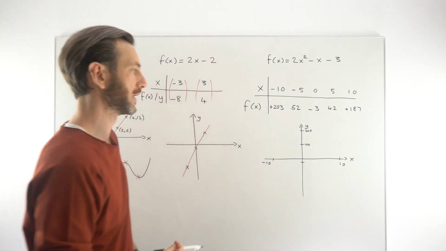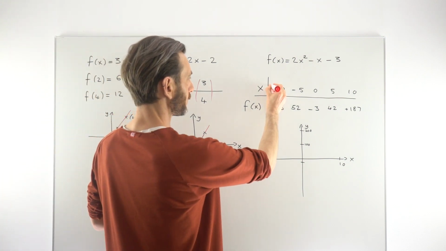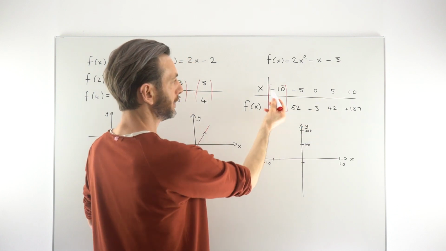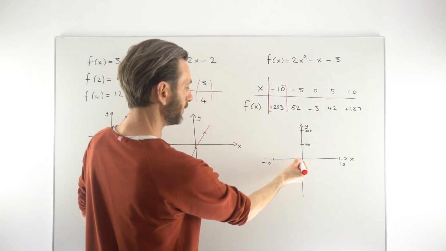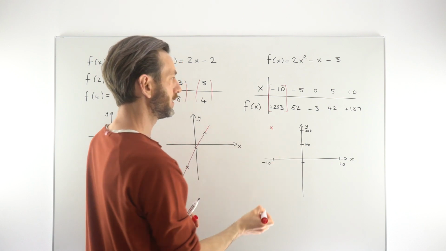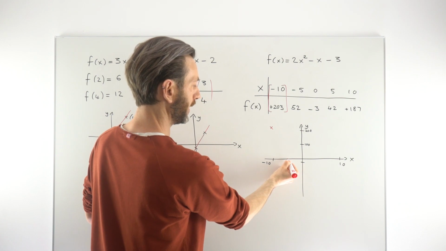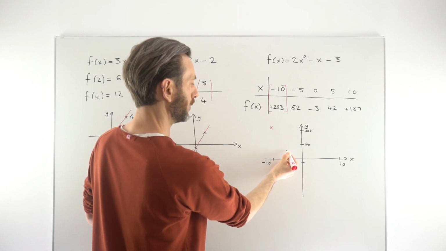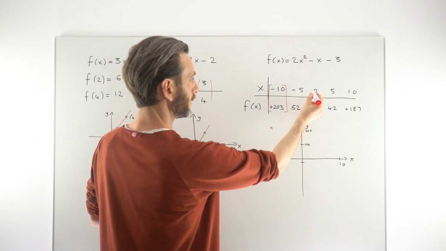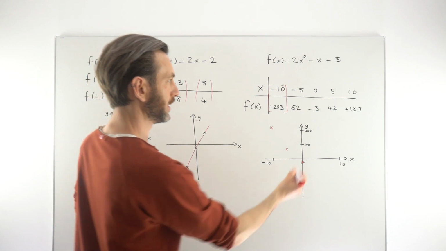So what we're going to do now then is plot on the key points. So remember that these are pairs, right? So this guy here forms a pair. They all form pairs. So minus 10, 203. That's up close to the 200. So that's going to be there. Minus 5, 52. So minus 5 is halfway to minus 10. And then 52 is roughly halfway to the 100. So it's going to be around there. 0, minus 3, that's the turning point, the lowest point down there.